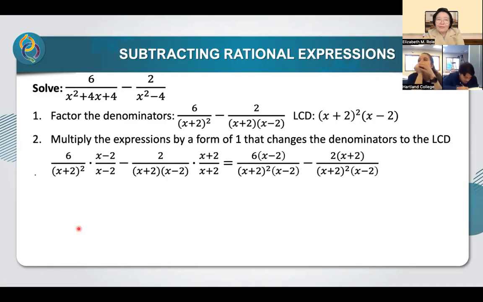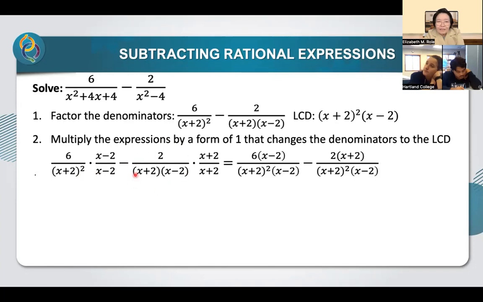we multiply the expressions, as I was already saying. At this time, you multiply by something so that they will have the same least common denominator. In other words, if I have 6 over x plus 2 squared, for me to have the least common denominator x plus 2 squared times x minus 2, I multiply this fraction by x minus 2 over x minus 2.